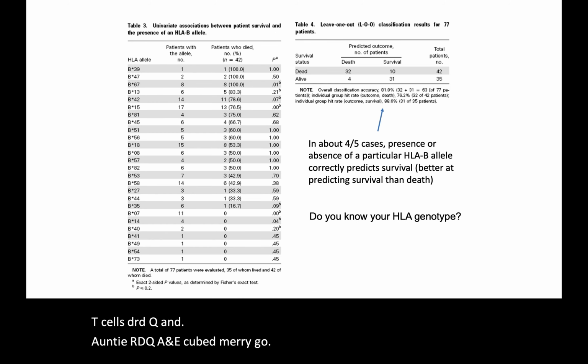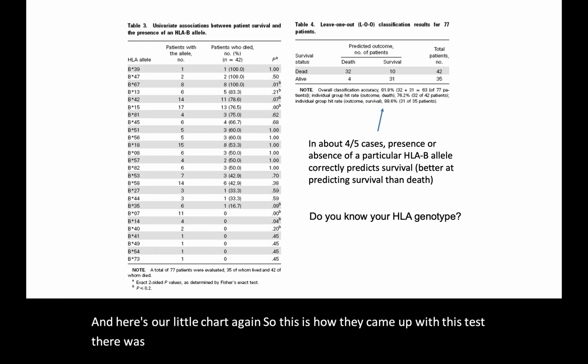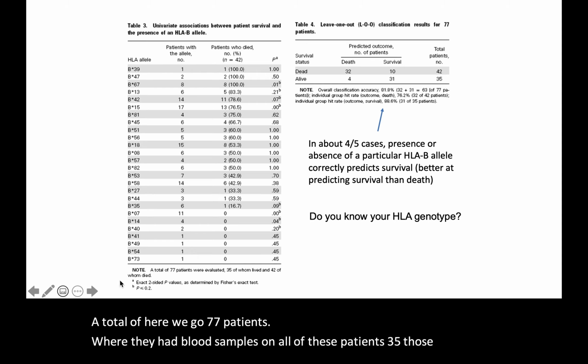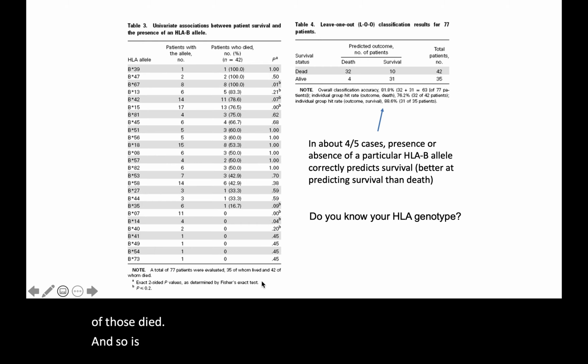And here's our little chart again. So this is how they came up with this test. There was an Ebola outbreak. It had a total of 77 patients, where they had blood samples on all of these patients. 35 of those lived, 42 of those died. And so it was a little worse than a 50-50 ratio living, something like 60% fatality.